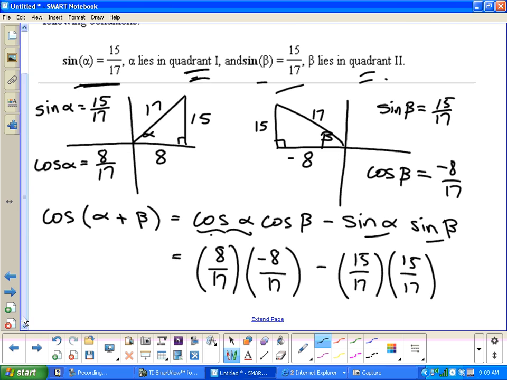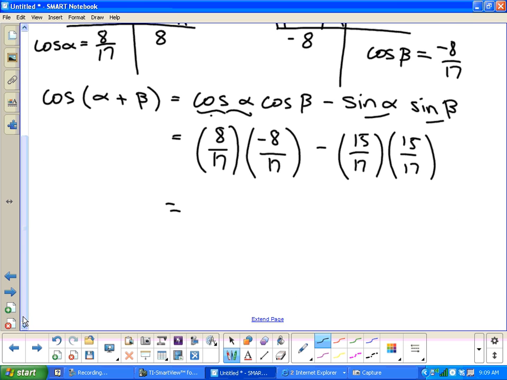Now, let's multiply this out. So notice we're going to multiply before we add or subtract. What's 8 over 17 times negative 8 over 17? And don't use your calculator. Negative 64. Now 17 times 17, I'll let you use your calculator. That's 289.